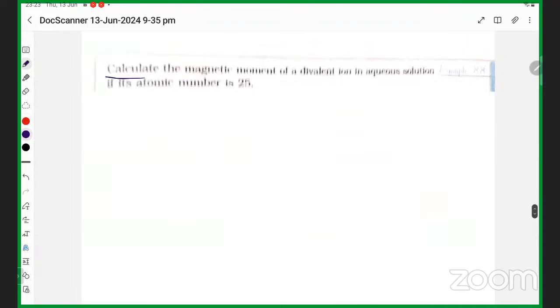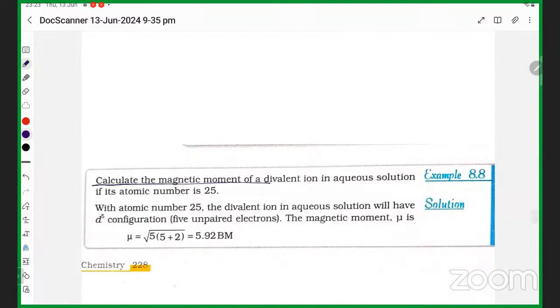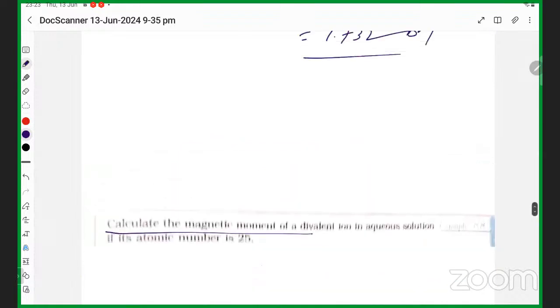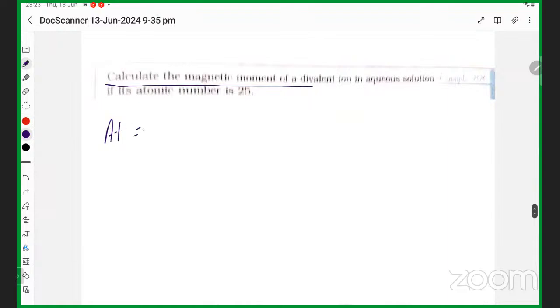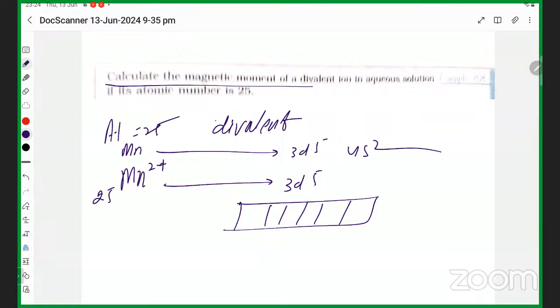Here they are saying: calculate the magnetic moment of the divalent ion in aqueous solution if its atomic number is 25. Mn is 25, and they are talking about 2+. The configuration of Mn is 3d5, 4s2, so Mn2+ is 3d5. Can you tell me the n value? How much will the n value be?